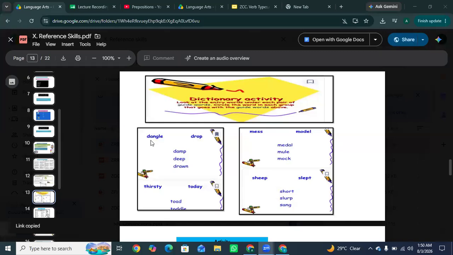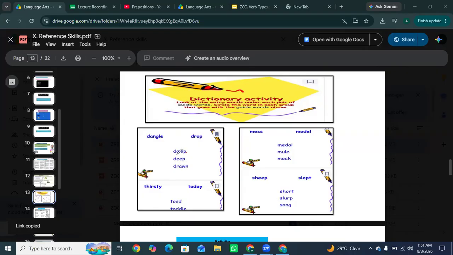Here we have guide words dangle and draw, and here we have the options damp, deep, drawn. The goal is to determine which words fit alphabetically between the two guide words given at the top of each box. So let's start with damp.